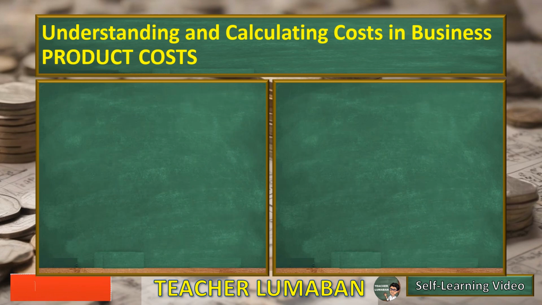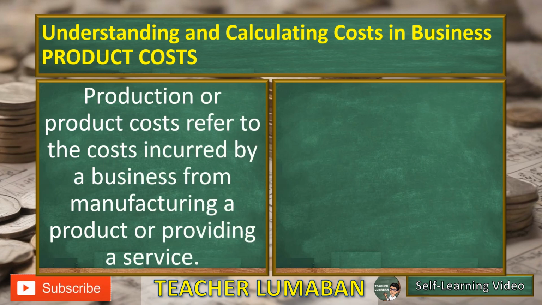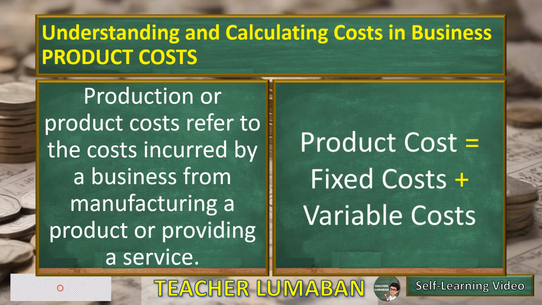Product cost. Production or product costs refer to the costs incurred by a business from manufacturing a product or providing a service. Ang mga gastos sa produksyon o produkto ay tumutukoy sa mga gastos na natamo ng isang negosyo mula sa paggawa ng produkto o pagbibigay ng serbisyo. Ang mga gastos sa produksyon ay maaaring magsama ng iba't ibang gastusin, tulad ng paggawa, hindi na prosesong materyales, consumable manufacturing supply, at pangkalahatang overhead. Ito ang resulta ng pagdaragdag ng mga nakapirming gastos at variable na gastos. Product cost equals fixed costs plus variable costs.